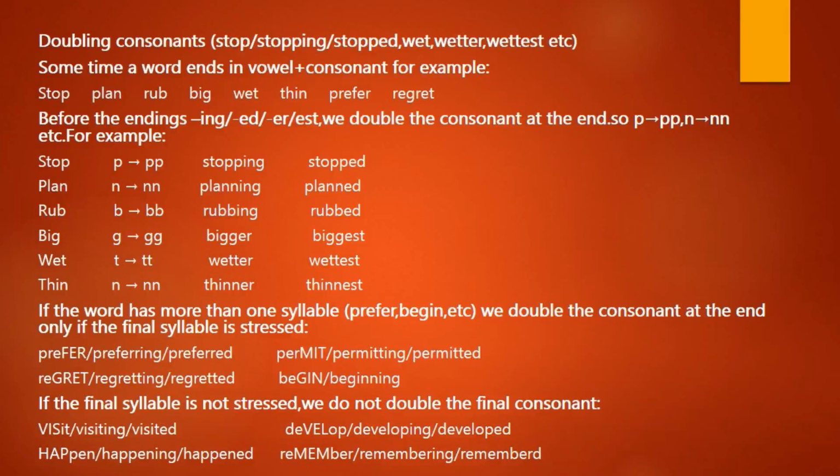If the word has more than one syllable, like prefer, begin, etc., we double the consonant at the end only if the final syllable is stressed. For example, prefer, preferring, preferred, permit, permitting, permitted, regret, regretting, regretted, begin, beginning. If the final syllable is not stressed, we do not double the final consonant. For example, visit, visiting, visited, develop, developing, developed, happen, happening, happened, remember, remembering, remembered.